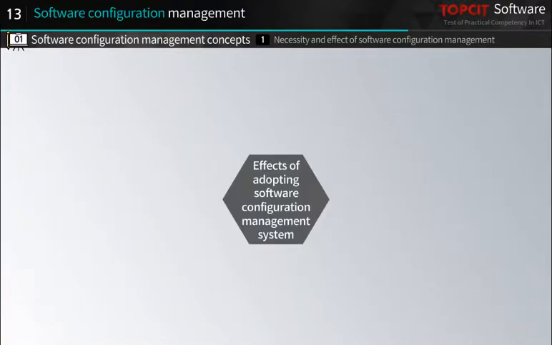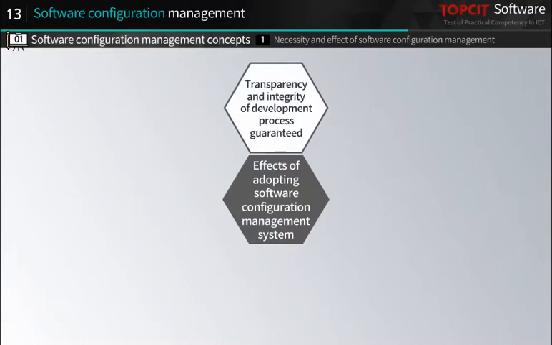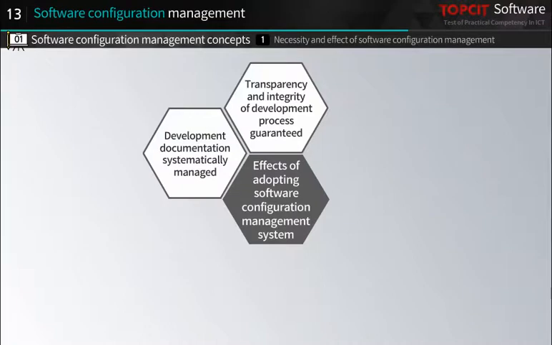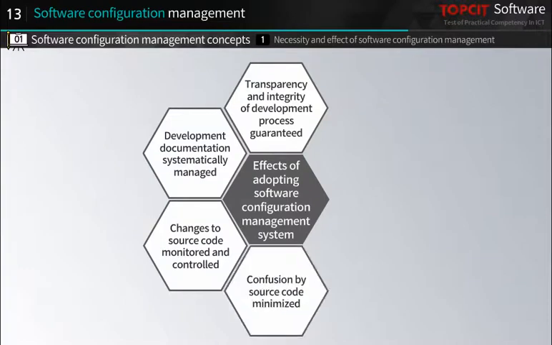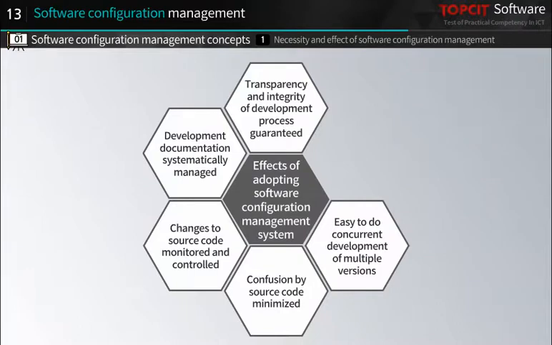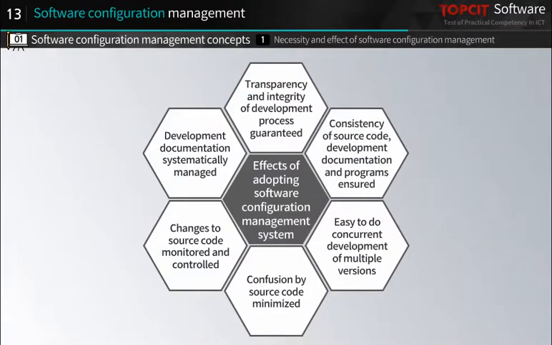Therefore, the effects that can be achieved by adopting the software configuration management system are as follows. The transparency and integrity of the development process is guaranteed. Development documentation can be systematically managed, and changes to the source code can be monitored and controlled. Confusion caused by source code is minimized. It is easy to do concurrent development of multiple versions. Consistency of source code, development documentation, and programs is ensured.